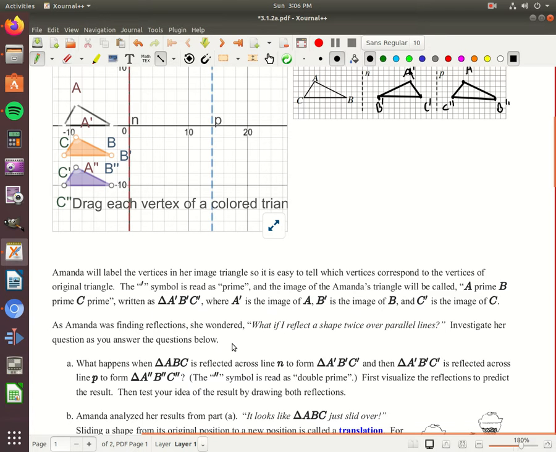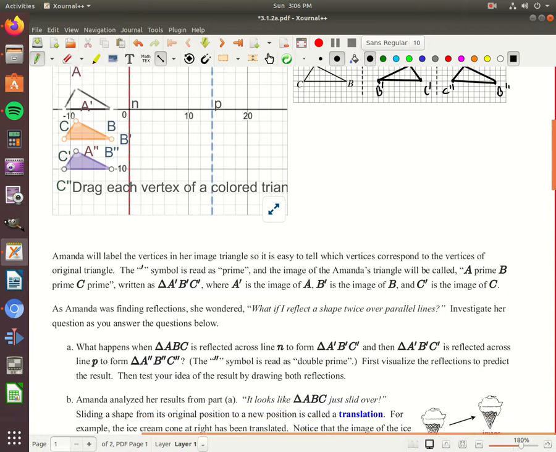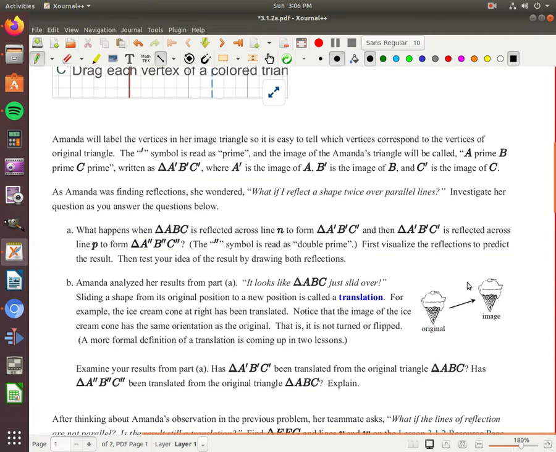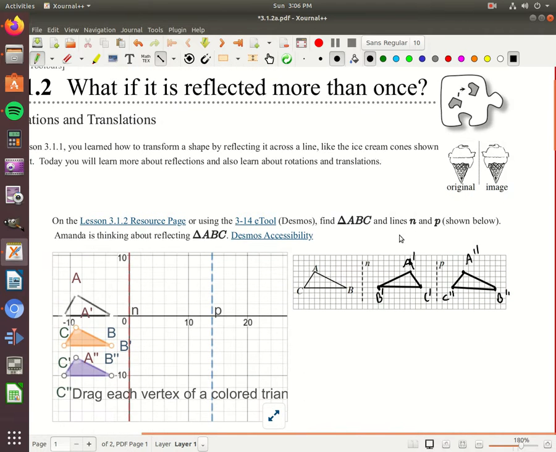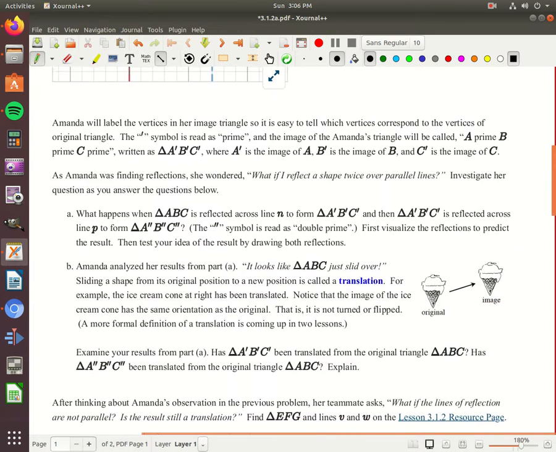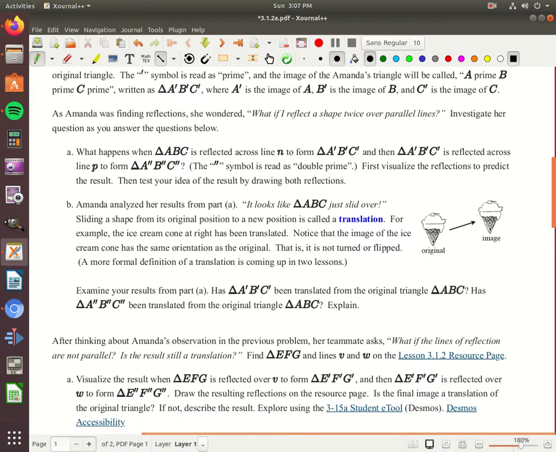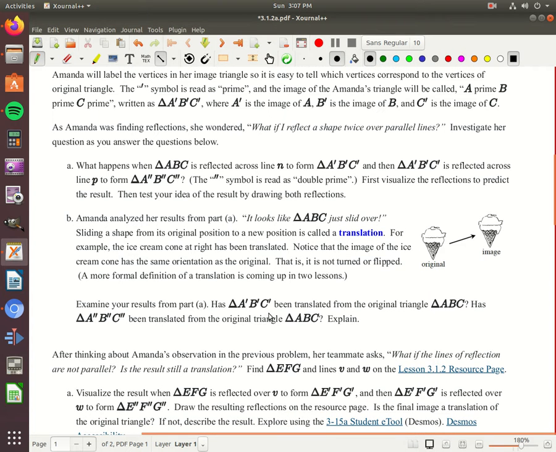It says, as Amanda was finding reflections, she wondered, what if I reflect a shape twice over parallel lines, investigate what happened? Well, again, it looks like we just sort of slid it over. And again, when you just slide something, it is known as a translation. So we witnessed a translation of this triangle if we skip this reflection here. By reflecting twice, it was just like translating. And again, a translation is a slide. So examine your results: A prime, B prime, C prime has been translated from the original triangle ABC. Has A double prime, B double prime, C double prime been translated from the original ABC? Yeah, it was translated, right?